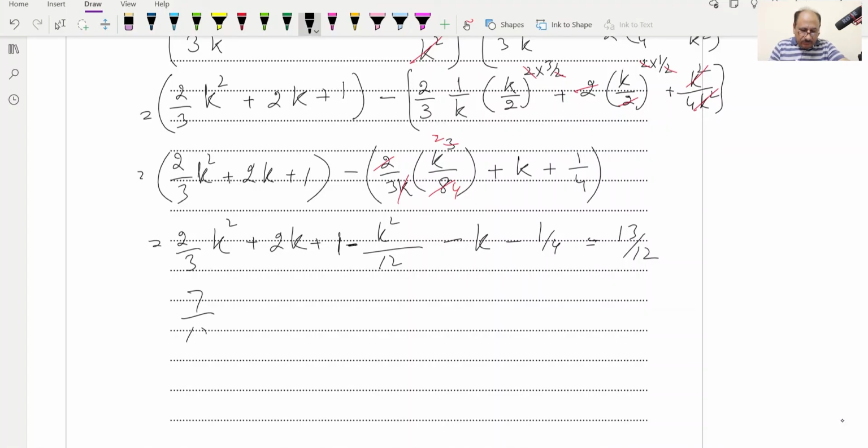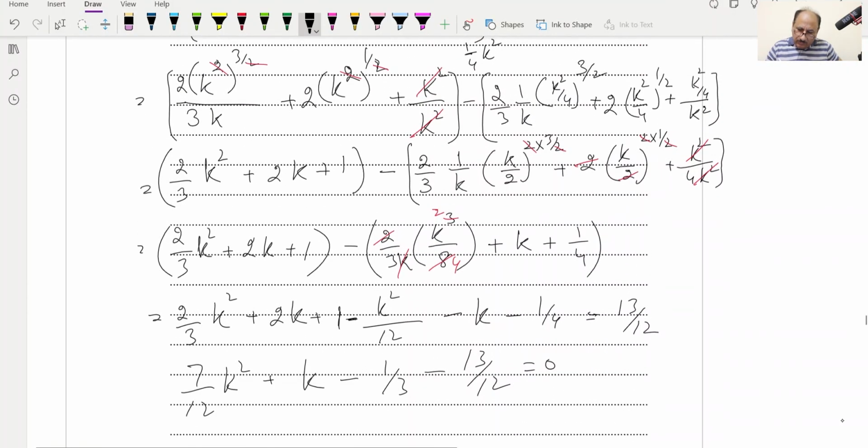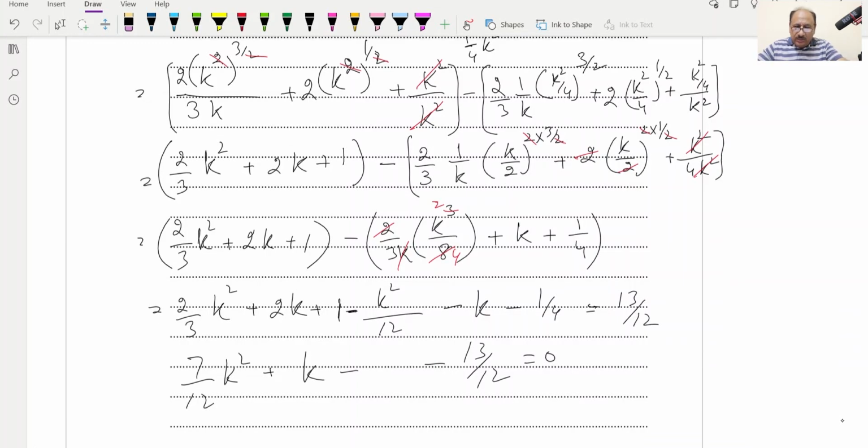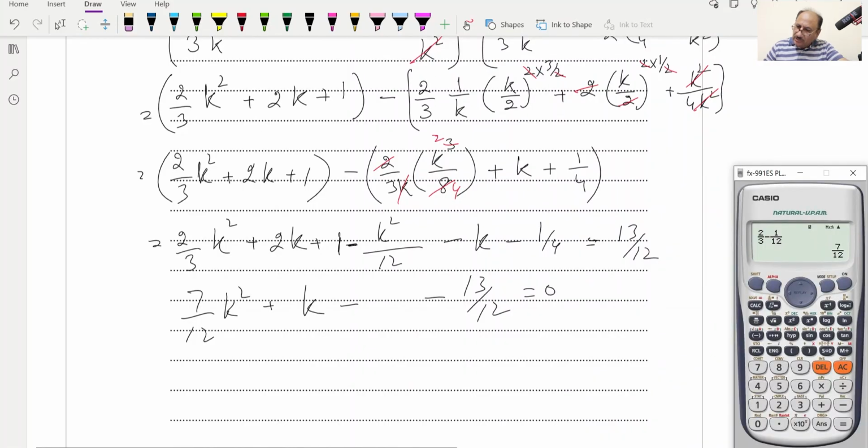So we can write 7 over 12 k squared plus k minus 1 over 3 is equal to 13 over 12, or we can write minus 13 over 12 is equal to 0, and this is what we can rewrite it as. Basically this will be 1 by 4. We can write plus 1 and minus 1 by 4. So plus 1 minus 1 over 4 will be equal to 3 by 4.